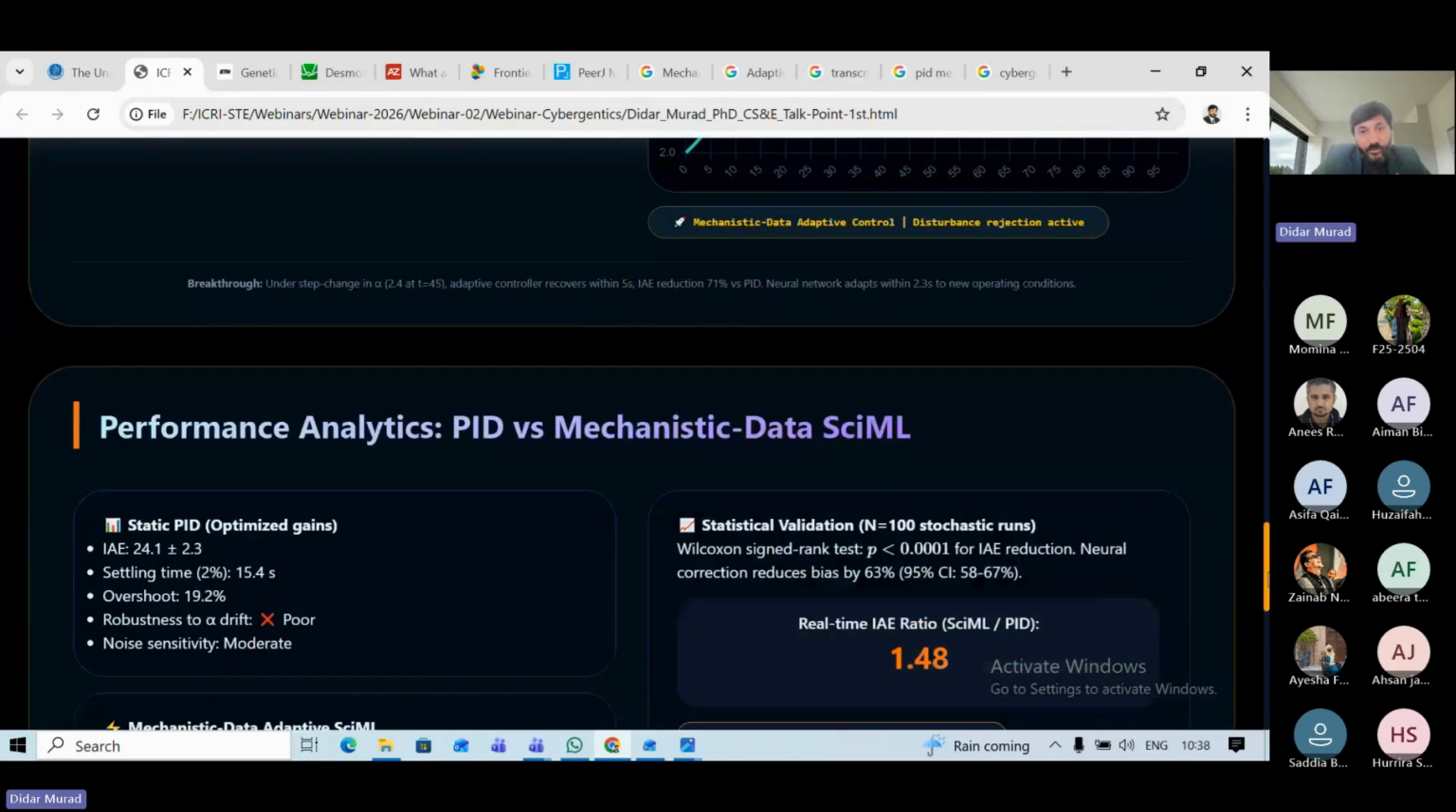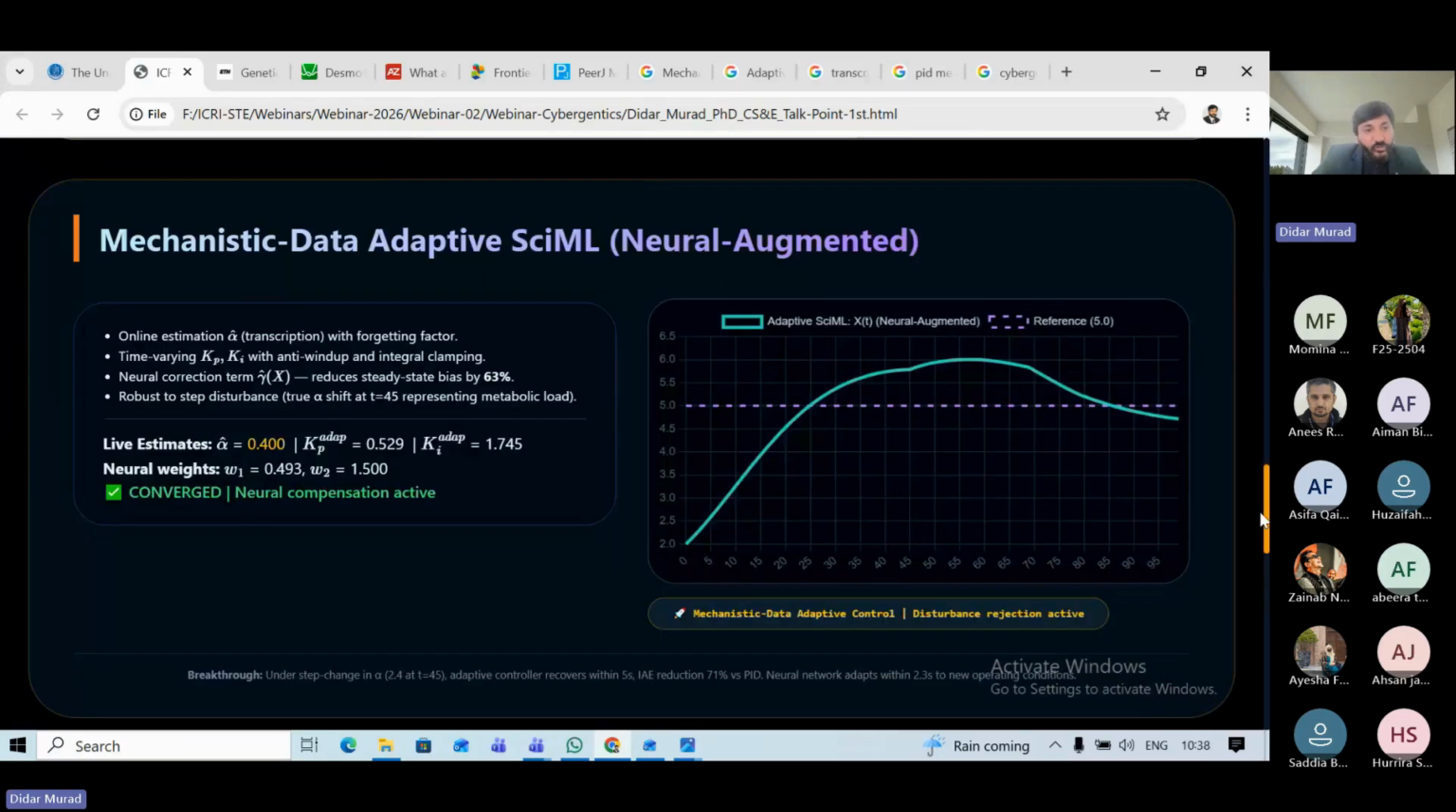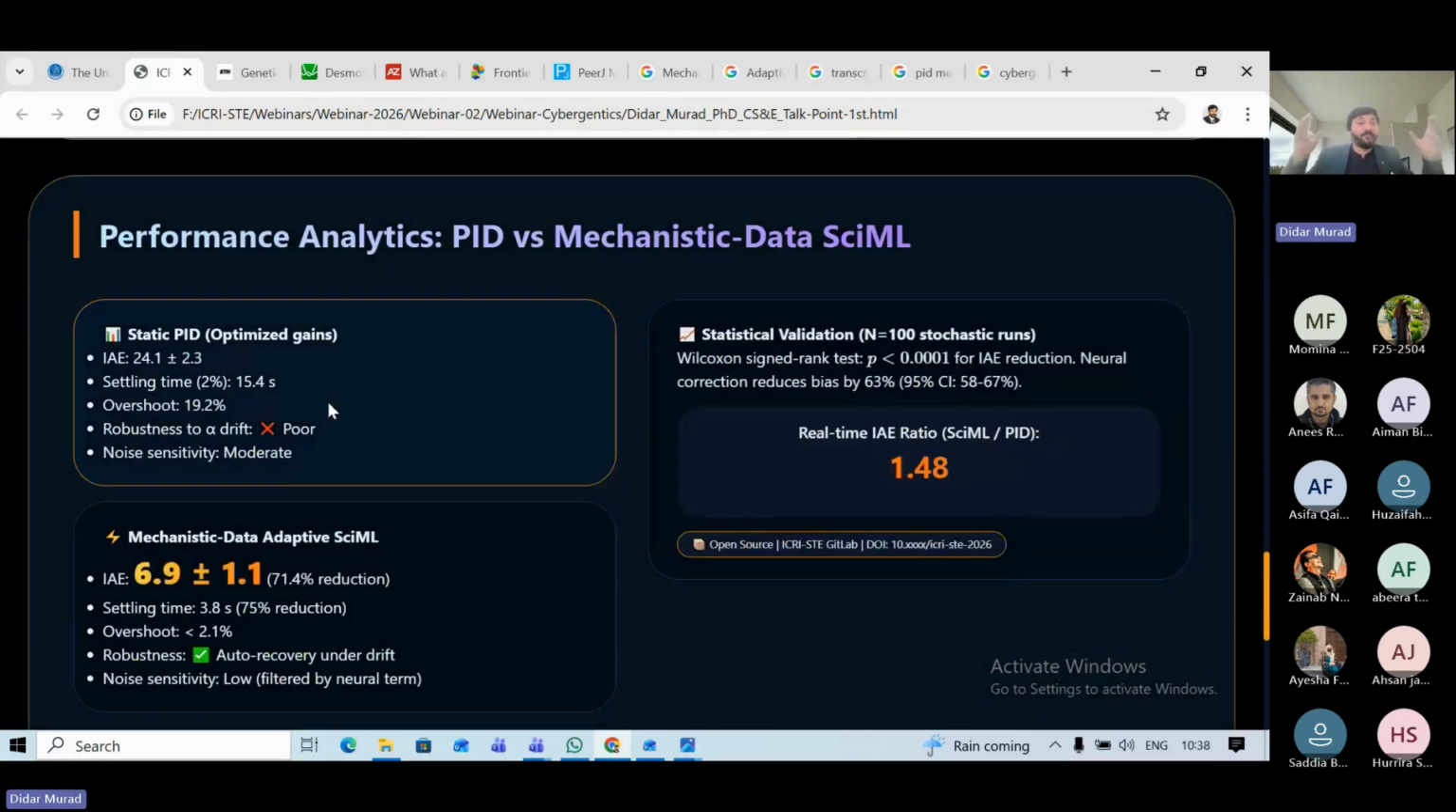Now, according to my analysis, I'm going to discuss the performance of these two controllers: the very traditional PID controller, and the mechanistic data-driven, scientific machine learning controller. In PID controllers, you optimize gains. Yes, there's a need to optimize gains by hand. Integral absolute error.